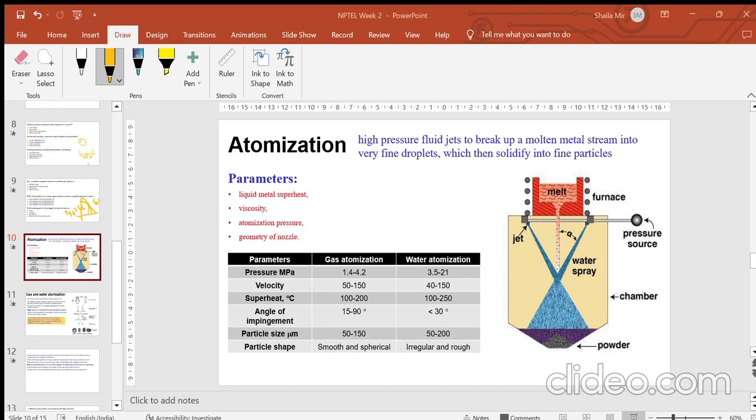The options are: lower surface tension and low cooling rates, higher surface tension and low cooling rates, lower surface tension and high cooling rates. It is D, lower surface tension, because it will have an irregular size, so it will have a lower surface tension. And with high cooling rates, just like water atomization, you will have an irregular type of particles.